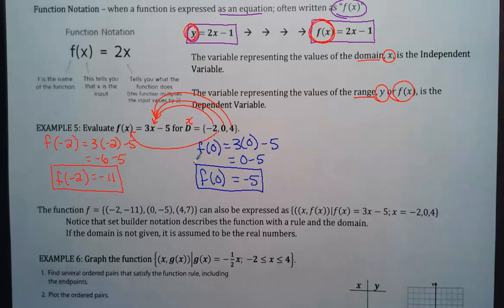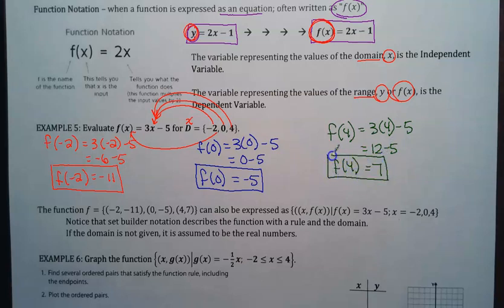All right, one more. This time we're doing our domain of 4. So we're going to solve f of 4 equals 3 times 4 minus 5. 3 times 4 is 12, minus 5 is 7, so our f of 4 equals 7.